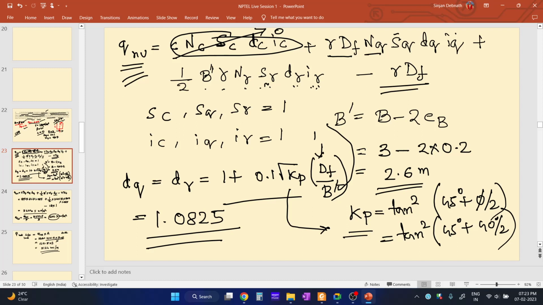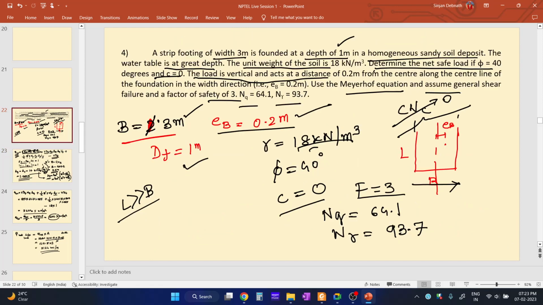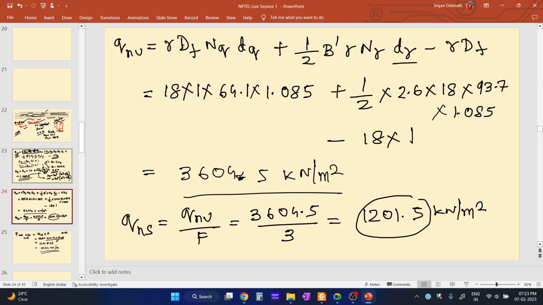Now since this is a strip footing, all the shape factors are 1, and since the base of the footing is horizontal and the load is acting vertically, the load inclination factor is also 1. So Ic and Sc, Sq, all these are ones, and this is a strip footing, and that is why the shape factor is also 1. And since it is mentioned that the load is acting vertical, the inclination factor is also 1.